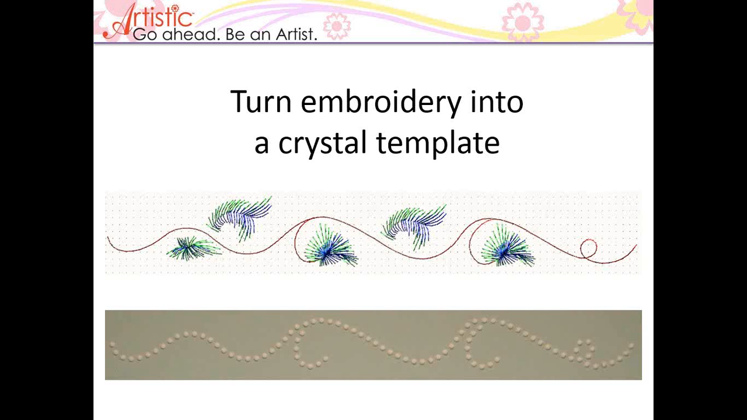I also turned an embroidery design into a crystal template. So I wanted a little decorative swirly line to do my crystals on, and I could have freehand drawn one, but this was already done and I really thought it was kind of cool. So I just needed to delete parts of that design and then turn that embroidery into my crystals so that I could cut that out, my crystal template out, for placing my crystals.